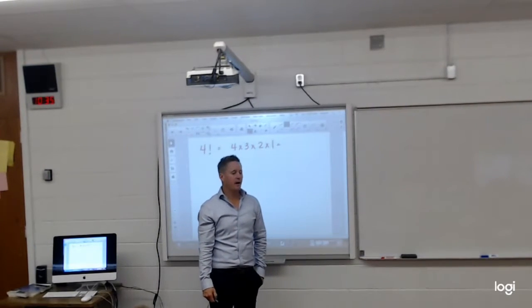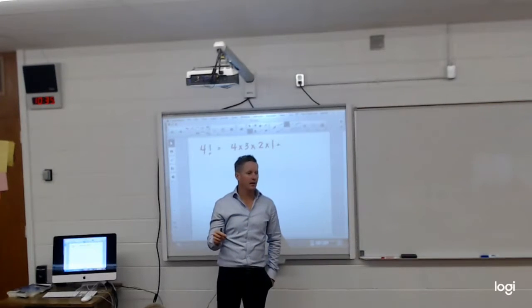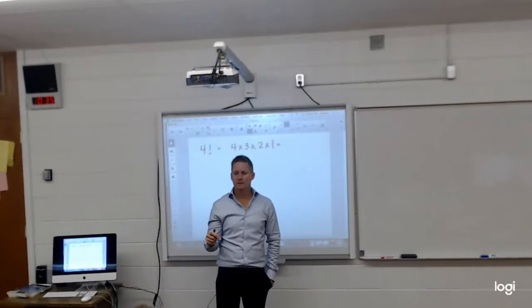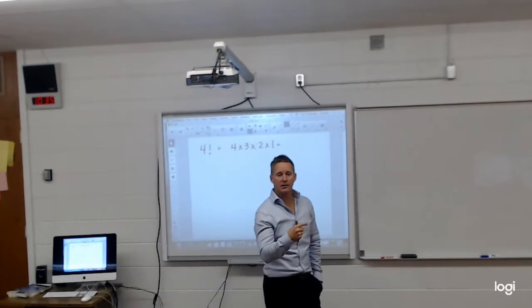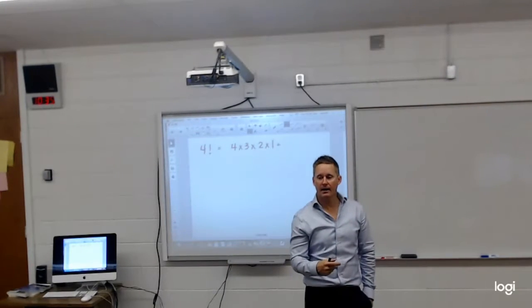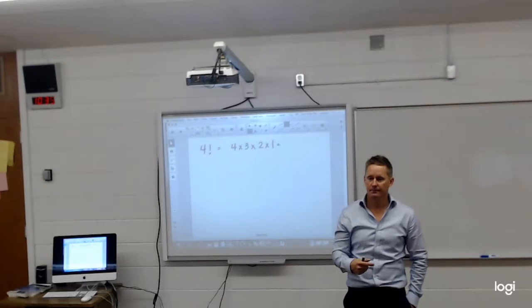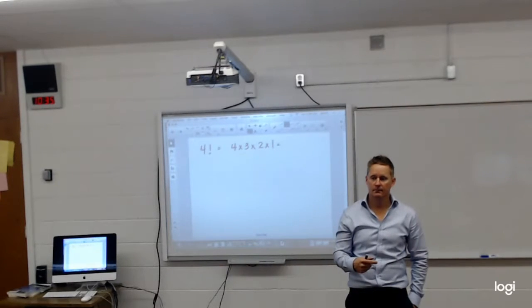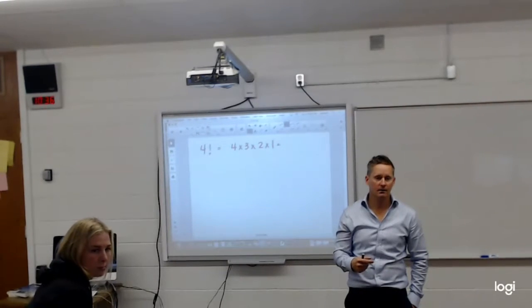Did everybody find it on the graphing calculator? Hit the math button, go across to the PRB, and go down to the fourth one. Push enter. Did you get the exclamation mark?